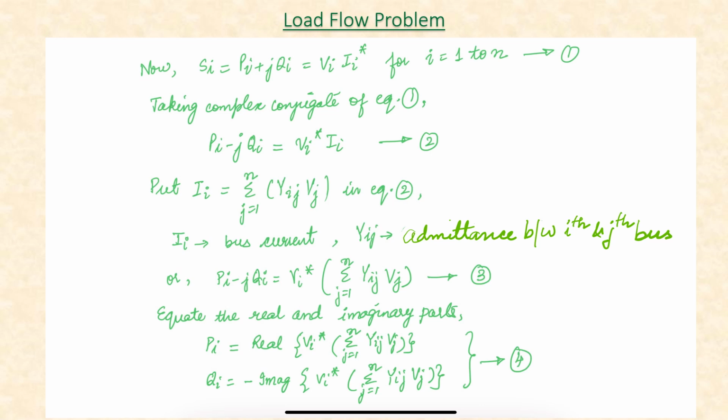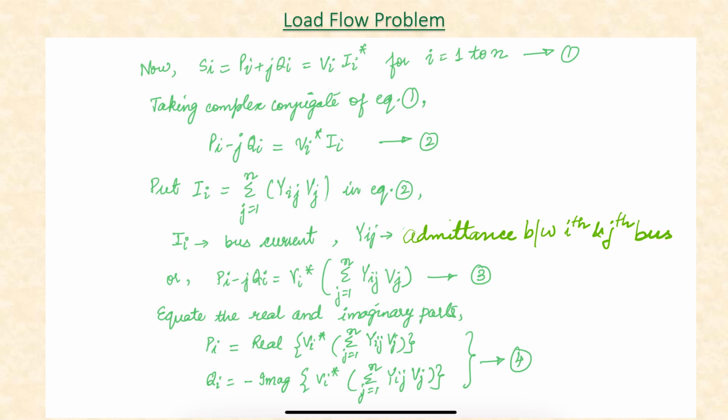Equation 1 represents the complex power which is injected at the ith bus by the source. So we are representing the complex power, apparent power Si equal to Pi plus jQi, which is the real power component and reactive power component at the ith bus. This can also be written as Vi into the conjugate of the current, Ii conjugate. However, it is easy to work with the current Ii instead of its conjugate. So we will take the complex conjugate of equation 1 again, and this will give us equation number 2.